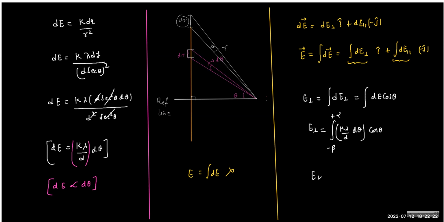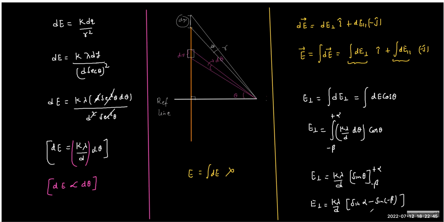And I hope this is the integration which you understand easily. Cos theta d theta, what is the integration of cos theta? Sin theta. And it is from minus beta to plus alpha. So this turns out to be sin alpha minus sin of minus beta.